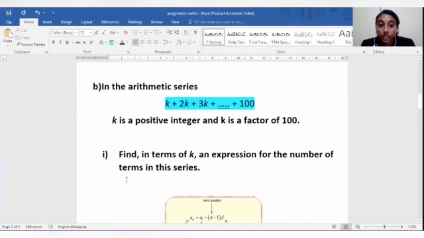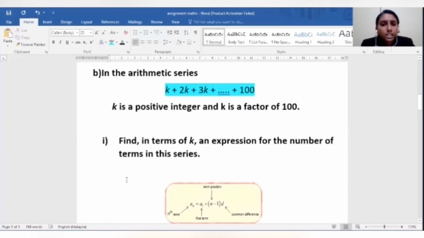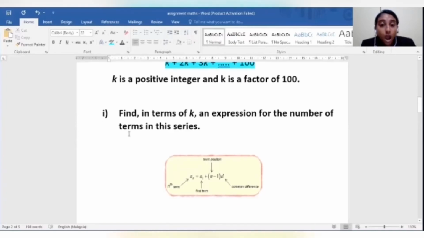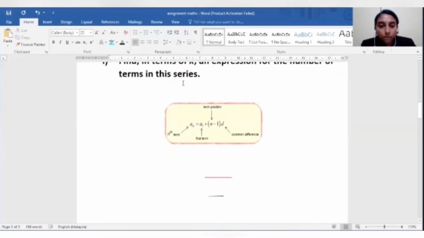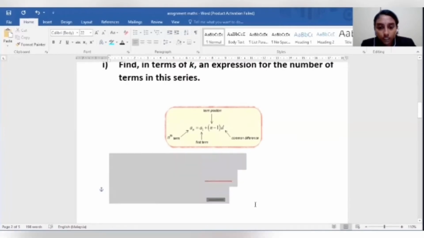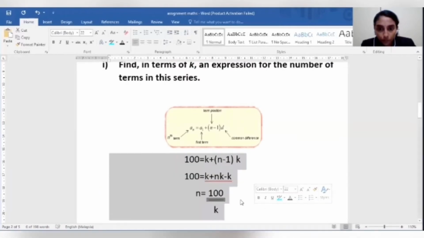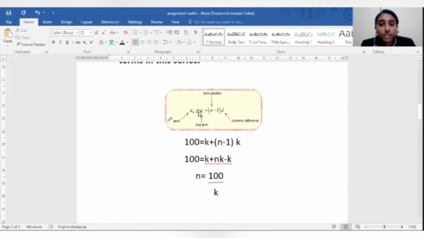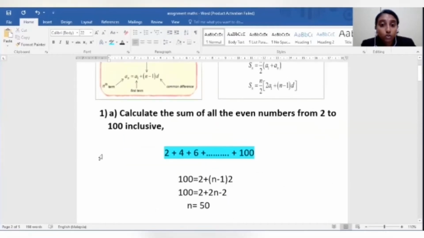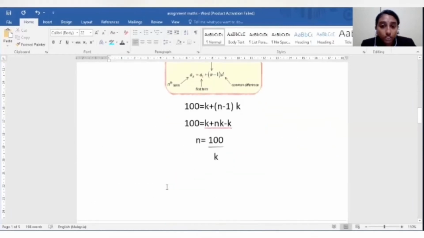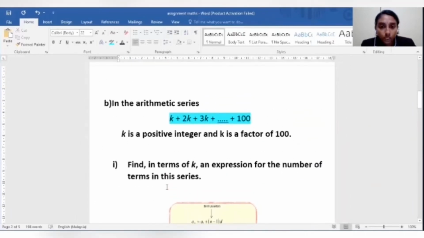Let me move on to the second question. This question is, in the arithmetic series, which is this, k is a positive integer and k is a factor of 100. Find in terms of k an expression for the number of terms in this series. So now I'm going to use this formula to calculate the answer. It's actually quite easy because I already mentioned previously how to do the question.